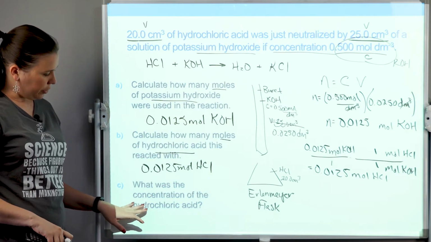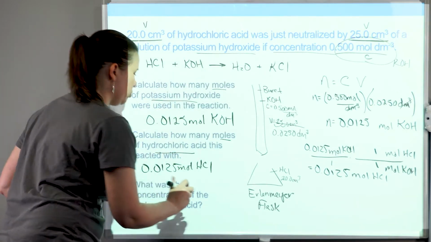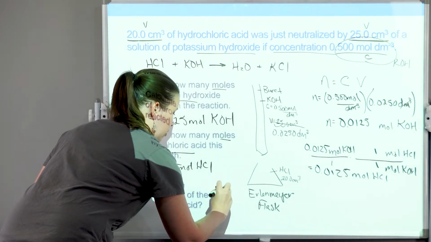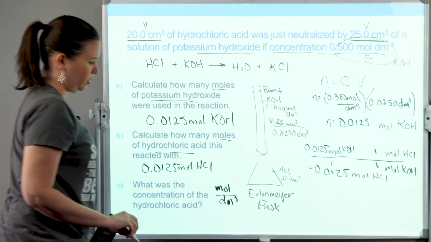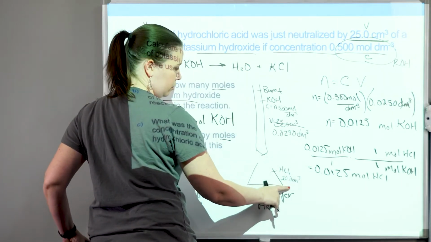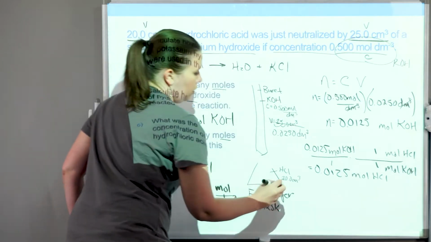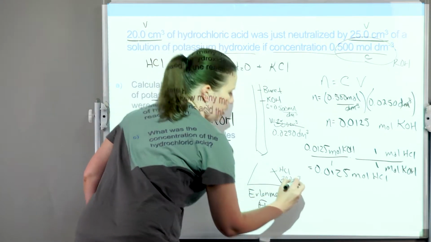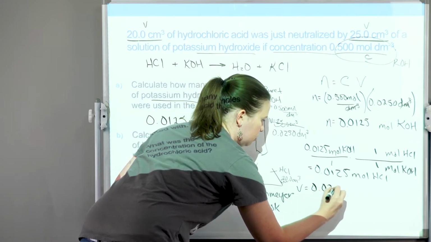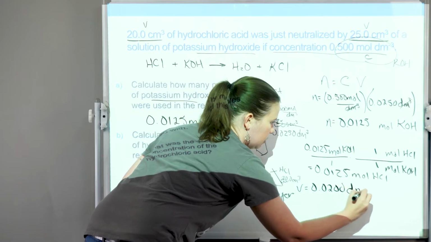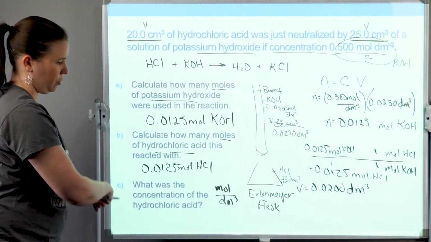Now we want to know what the concentration of hydrochloric acid is. And although it's not specific, the units IB wants for concentration, unless otherwise specified, which we'll see here in a second, is moles per decimeter cubed. So the given volume here will need to be converted into the IB units to correctly answer part C. So again, just simply moving 3 to the left, the actual volume of the acid is 0.0200 decimeters cubed. So now we're ready to find our concentration with the proper units.